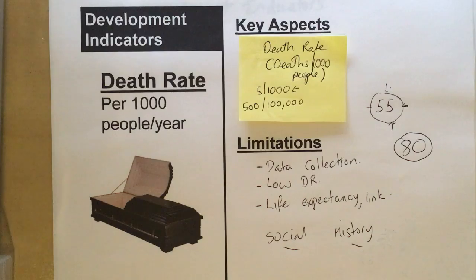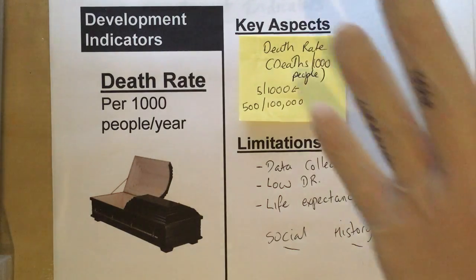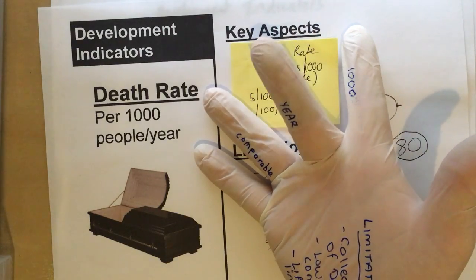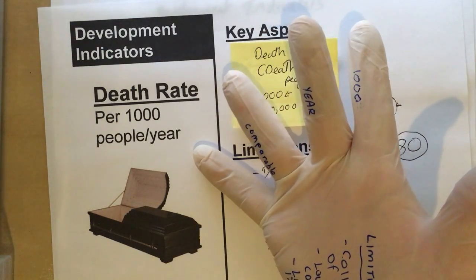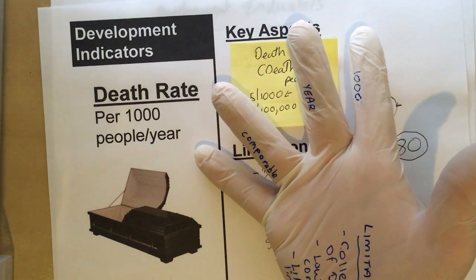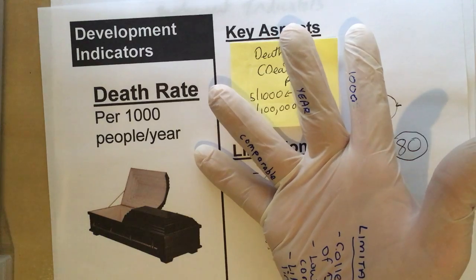So we have death rate as a development indicator. It's measured per 1,000 people in the country, for every year, and it's measured for every 1,000 people so that it's comparable between different countries, because of course different countries have different populations.